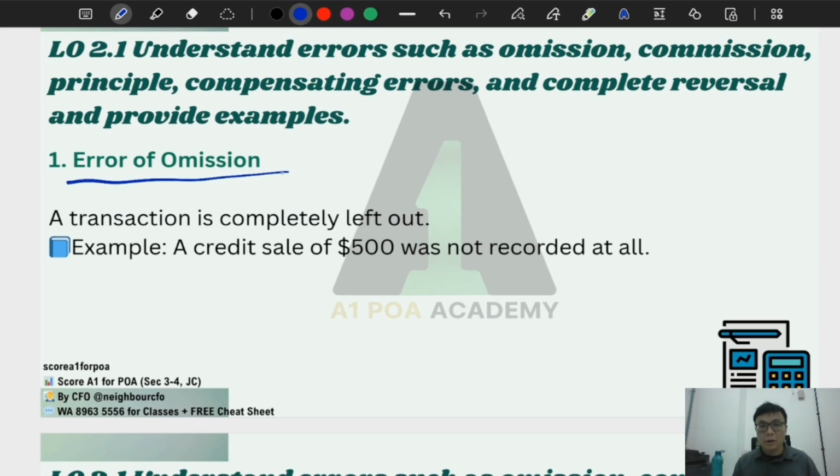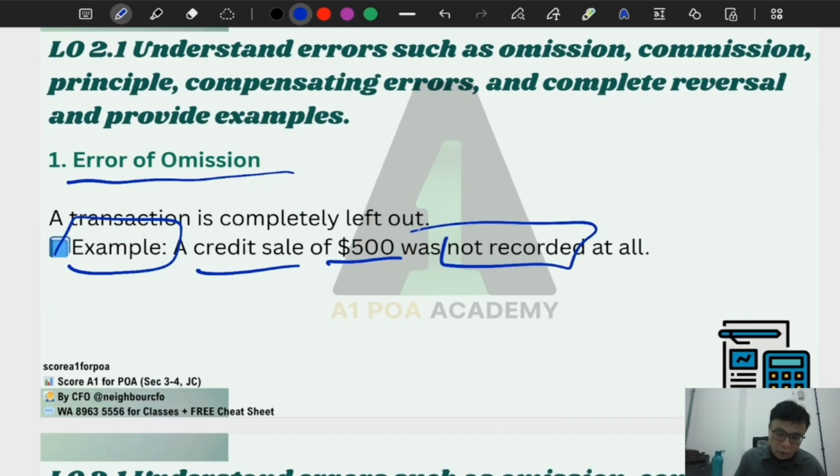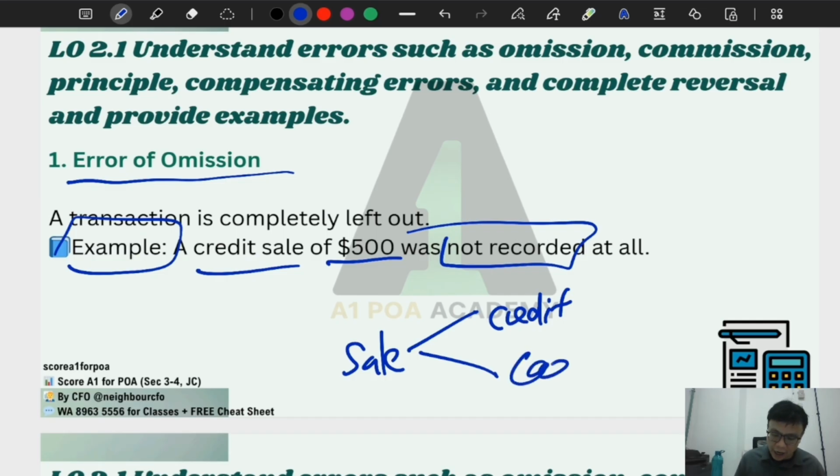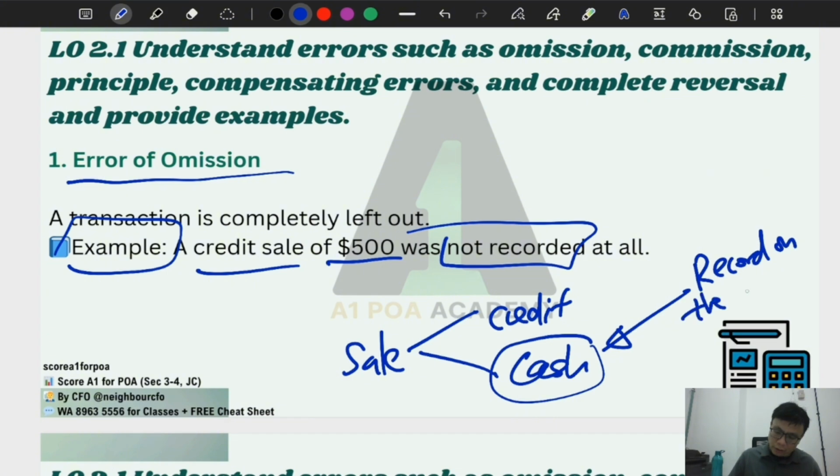Once again, errors of omission. A transaction is completely left out. So let's say, for example, a credit sale of $500 was not recorded at all. Typically for sales, you would have credit sales and cash sales. Sometimes the accountant or the bookkeeper will record cash, right? Because it is on the basis of cash on delivery payment terms, recorded on the spot.